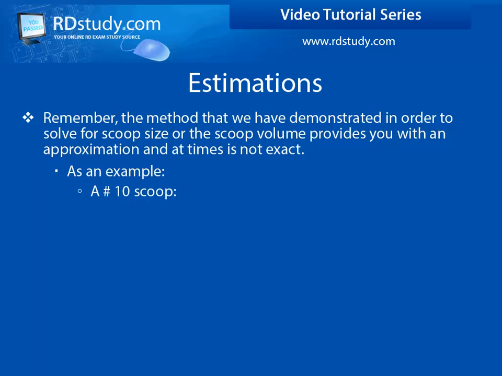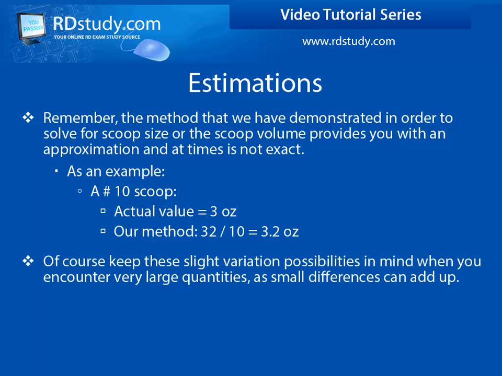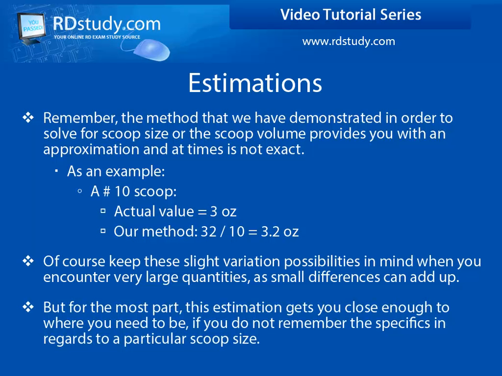As an example, a number 10 scoop is 3/8 of a cup or 3 ounces. Our method has you dividing 32 by 10 to get 3.2 ounces. This puts you very close, although if you're dealing with a very large quantity of product, you may need to take the slight overage in volume into consideration. Overall, using this method, if you do not remember a scoop size, will be very helpful.